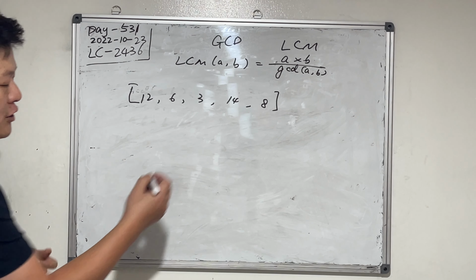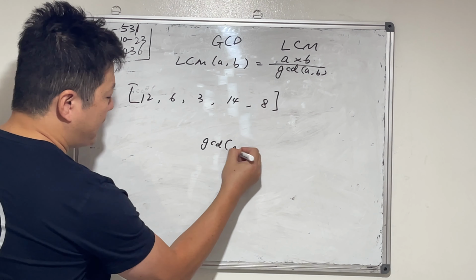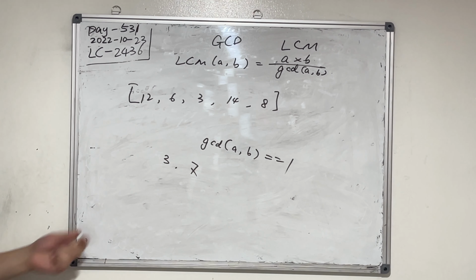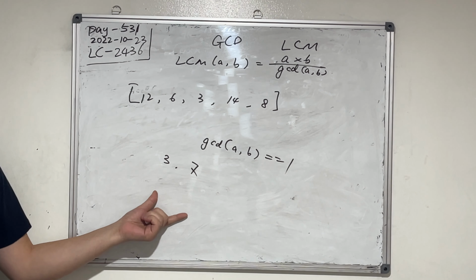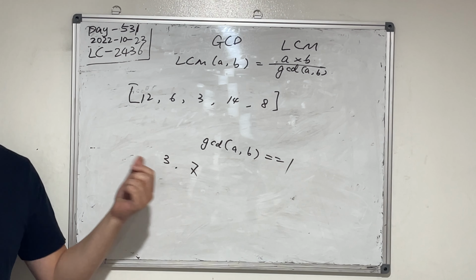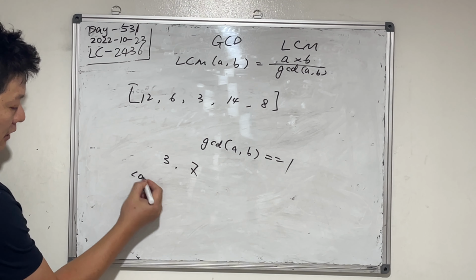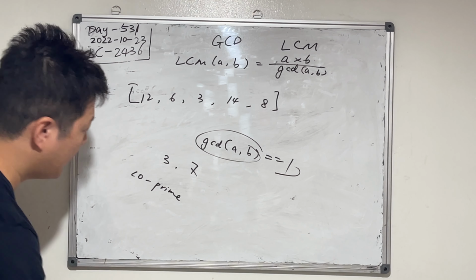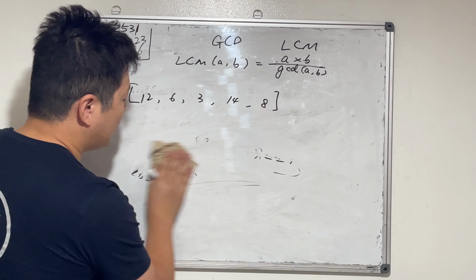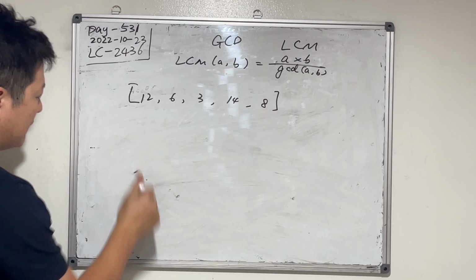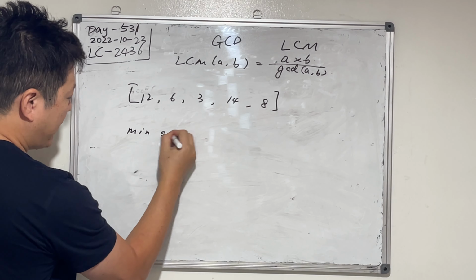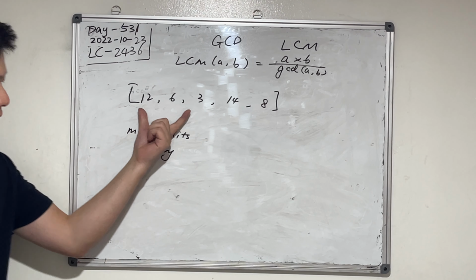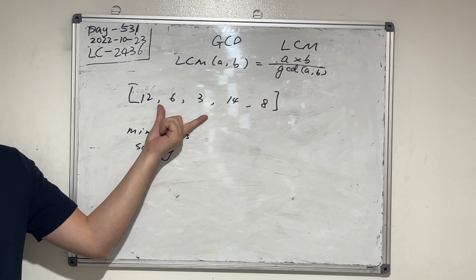If two numbers A and B have GCD equal to 1, for example 3 and 7, the GCD of 3 and 7 is 1, then we can say that 3 and 7 are coprime, because their greatest common divisor is 1. Okay. So coming back to this question, we want to find out the minimum split of subarrays, so that the greatest common divisor of the numbers in each group is more than 1.